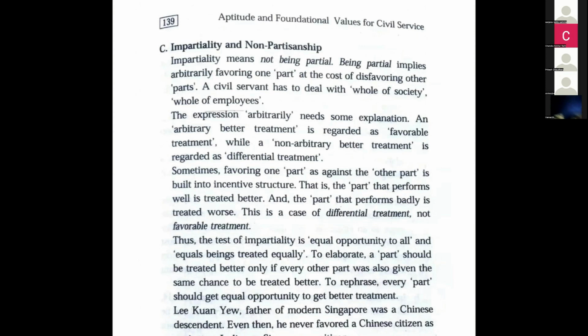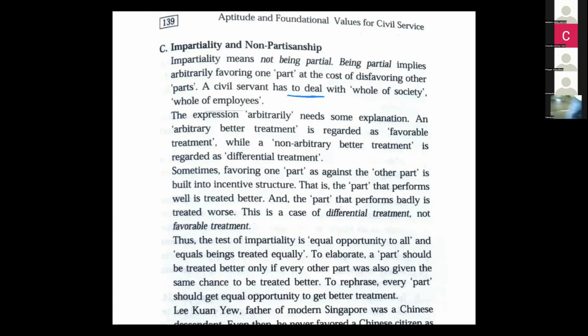देखो, impartiality means you are not partial. आप partial नहीं हो. Being partial implies you are arbitrarily favoring one part at the cost of disfavoring the other parts. ठीक है? A civil servant has to deal with the whole of society, whole of employee. You can't be partial to a particular section.